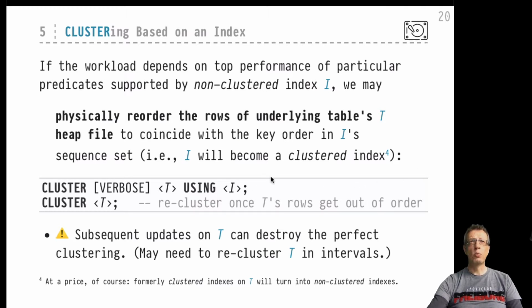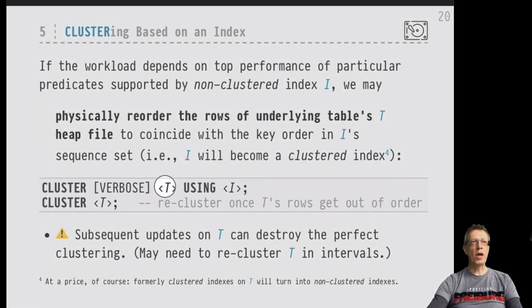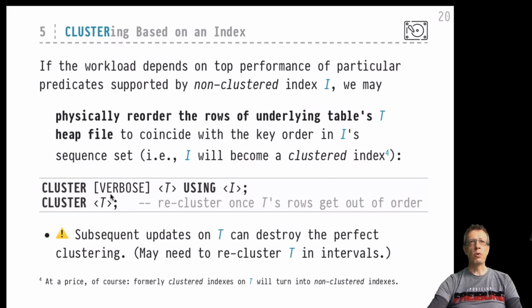All right, so we would reorder the rows of table T so that they match the order of index entries in index I. Okay, so CLUSTER T USING I would be the command. There's also the VERBOSE option that will tell you a bit about the statistics and the timing of this operation, but it's not crucial. CLUSTER T USING I is the command.